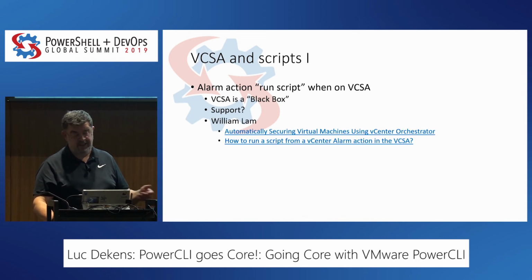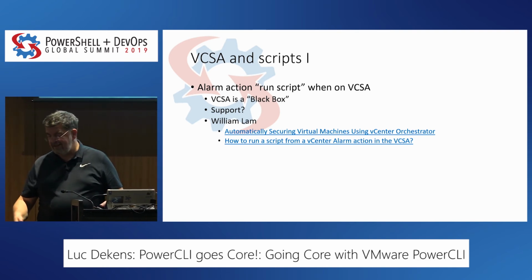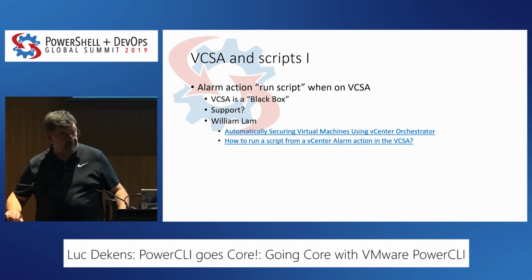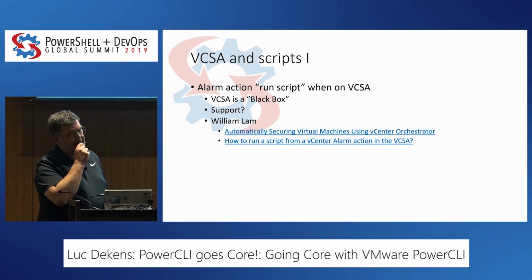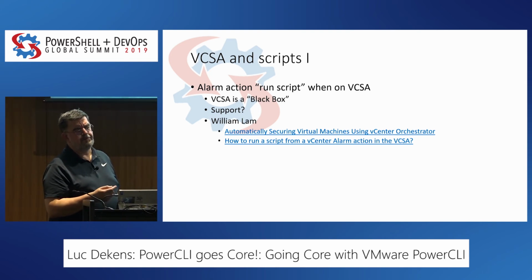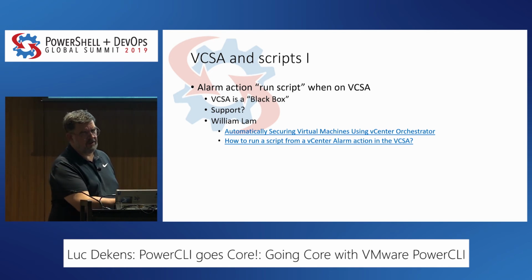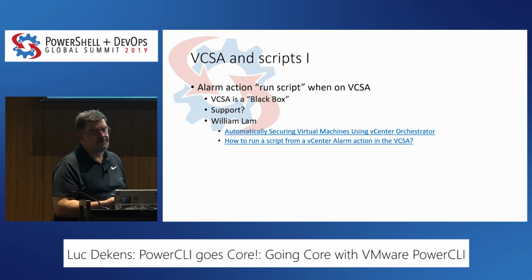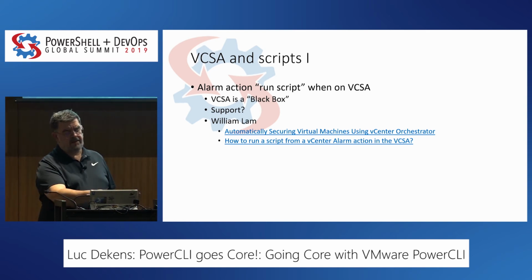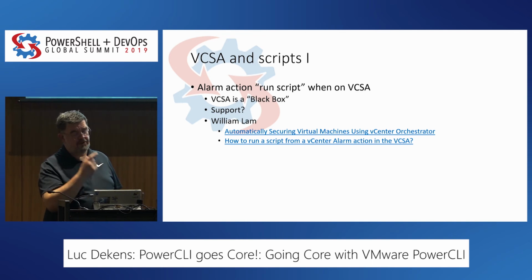So it's only vCSA. William, who else wrote a couple of articles quite some time ago, 3-4 years ago, on how to do that. One involved using the Python interpreter that was there on a vCSA, but again, you're touching the internals of your vCSA, something you shouldn't do. And then there's the more general one, how to run a script from a vCenter alarm.